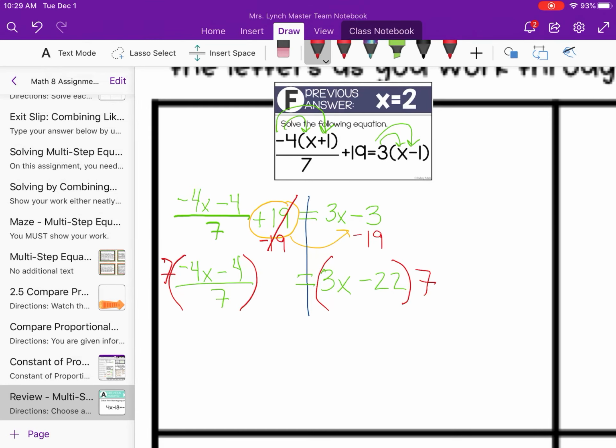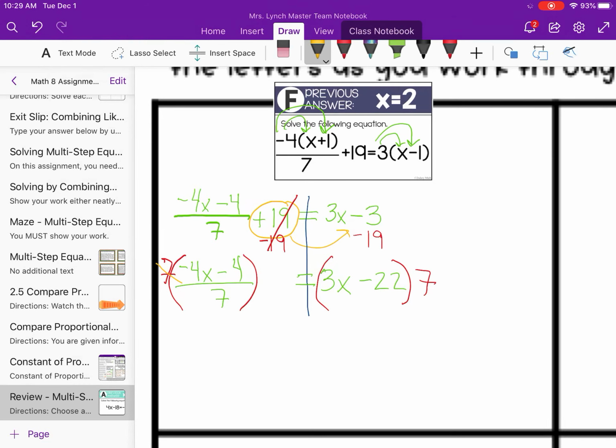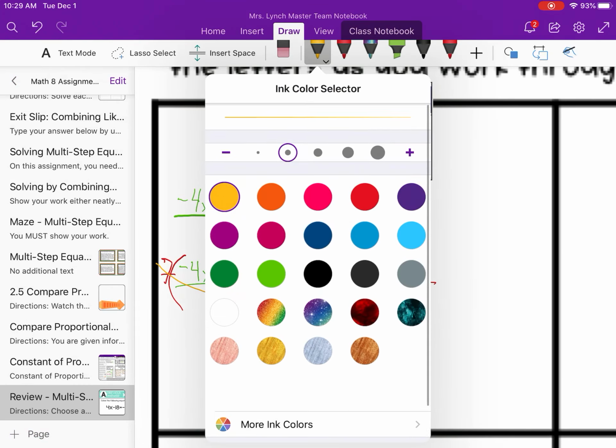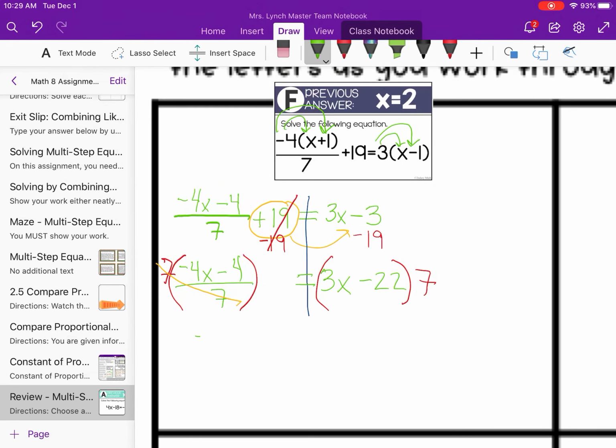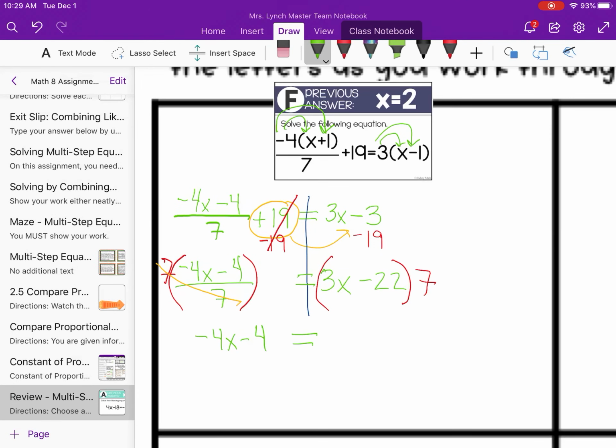Now the reason I put parentheses on both sides is because absolutely everything you see in your problem has to be multiplied by 7. That's the only way to make this work. We have to keep it balanced. So make sure you multiply everything by 7. So the cool thing is that makes this side super easy, because these cancel each other out and you're left with what was on top. That does not change. So now you're just left with your negative 4x minus 4. That will not change, but the 7's canceled.